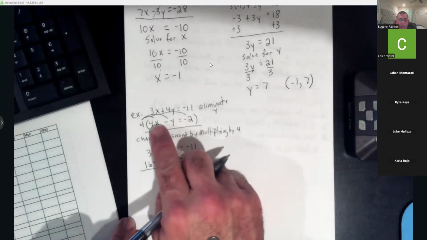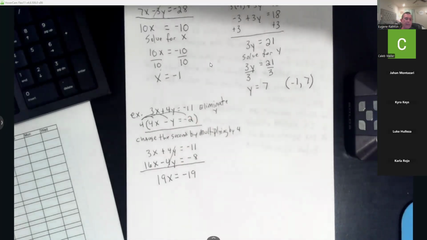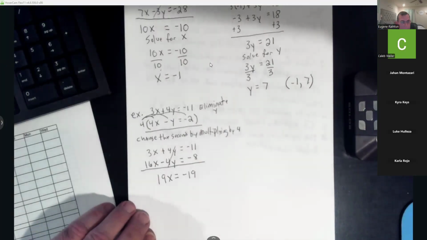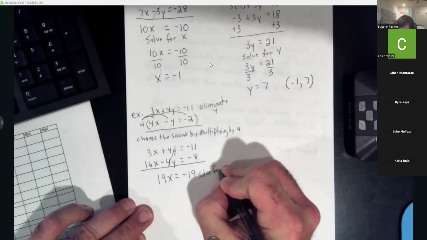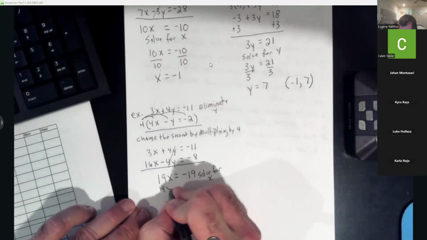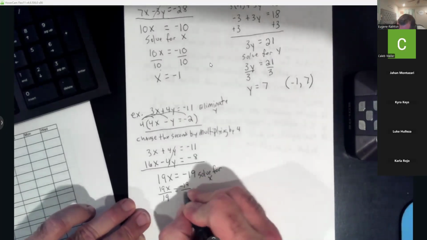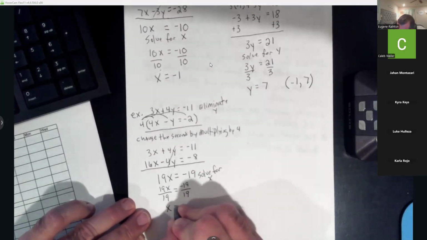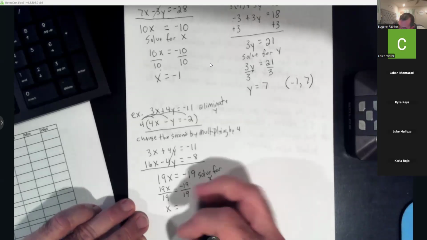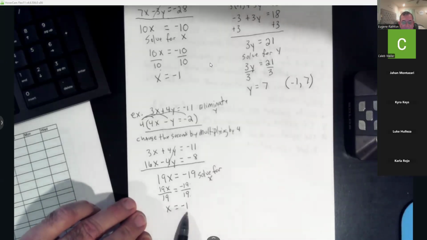Any questions about why I changed that or anything in that process? All right, y'all not seeing anything. So now let's solve for x. So I'll take my 19x, divide by 19. That's going to equal -19 divided by 19. So 19 divided by 19 gives me 1x. -19 divided by 19, -1. So we know what x is.